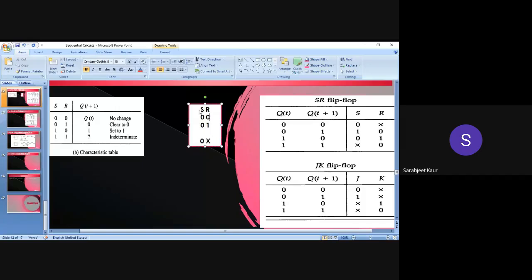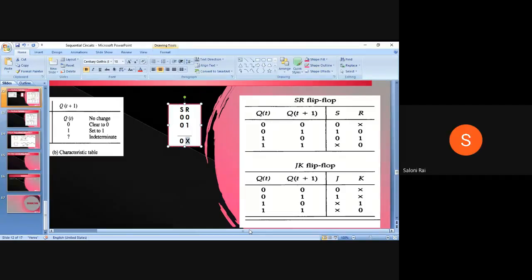This is the R input. Okay, right. So we have just said that either we give 00 as SR inputs or we give 01 as the SR inputs, right? So that means that for S, I definitely need to give a 0 if I want to get a 0. Are you with me? Yes. But for R, it does not matter whether I give a 0 or a 1. Right or not? Yes, ma'am. So can I write this as 0 cross here?